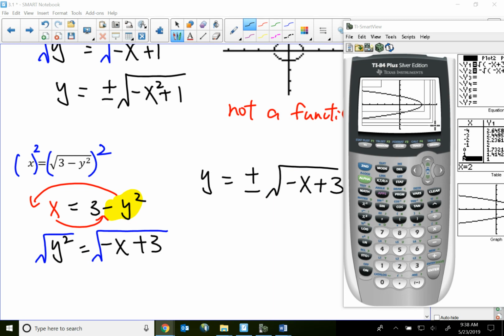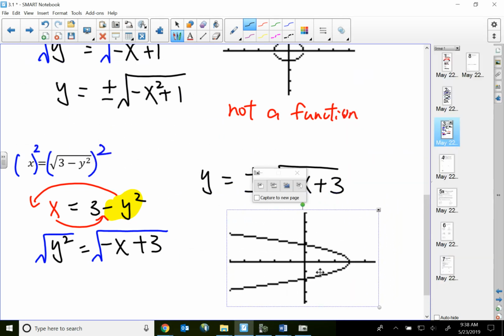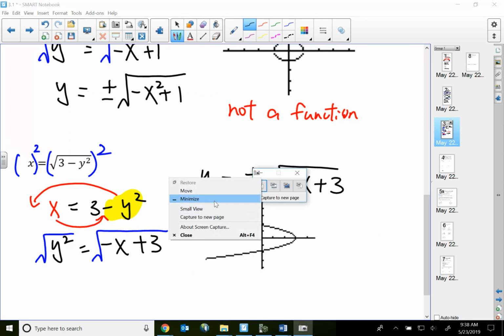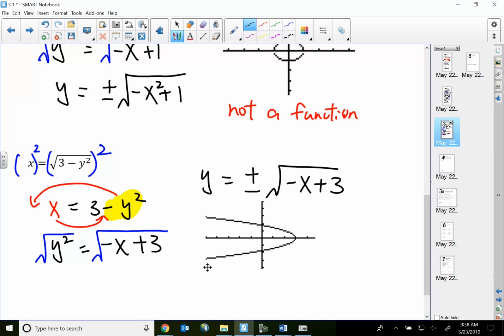Y does not represent a function of x. So this is actually called a horizontal parabola. All right, a horizontal parabola opens to the left or opens to the right. You can have a U open to the right. So that would not be a function.